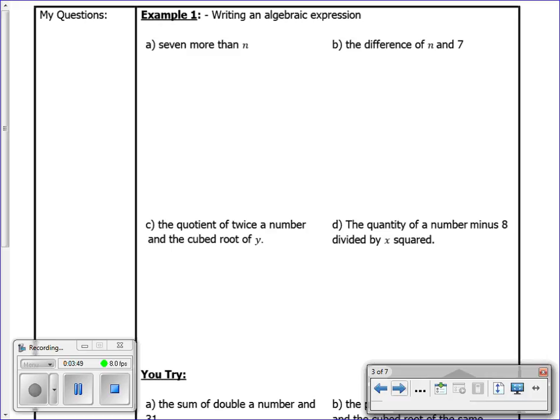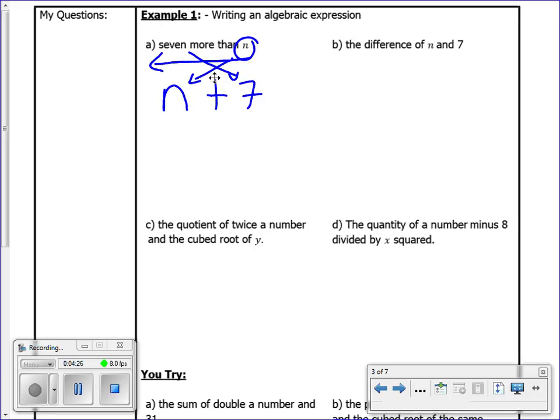Moving along in example 1, we have writing an algebraic expression. So basically what's happening is we're given the verbal form of it and we need to write it mathematically. So A says 7 more than n. Remember, more than means plus, but we start from the back and work to the front. It's a switch word. So that means we look at the back of what happens after more than, and that's an n. So that's going to come first. And then the 7 is going to come last in our expression. So it's n plus 7.